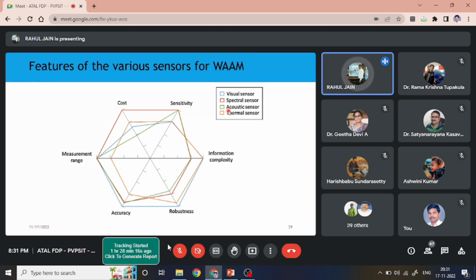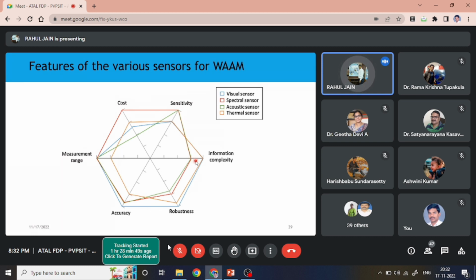Now comes the acoustic sensor. The acoustic sensor's measurement range is good. Cost is the most minimum. You can use something as simple as a microphone, right, if you don't want to go sophisticated. Sensitivity is high, but the only restriction is there should not be any sound from the surroundings. Otherwise, if you have a good microphone, it can capture even a small change in the sound in terms of decibels. So sensitivity in that particular sense is very good, right?